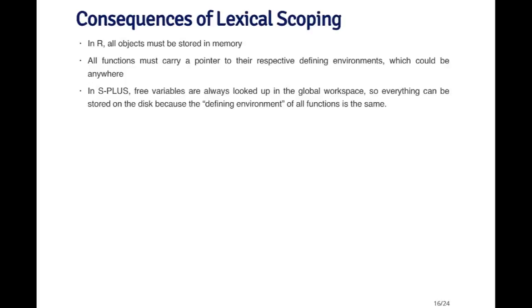all the more useful. So in S-PLUS, which was the original implementation of the S language, the free variables were always looked up in the global workspace. So everything could be stored on the disk because the defining environment of all the functions was the same.